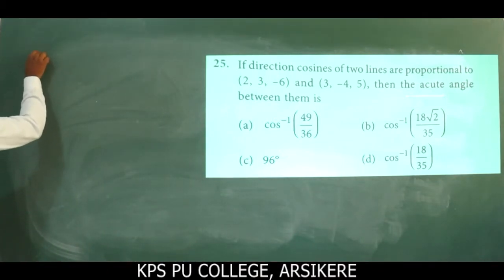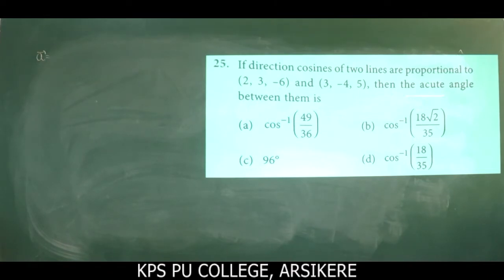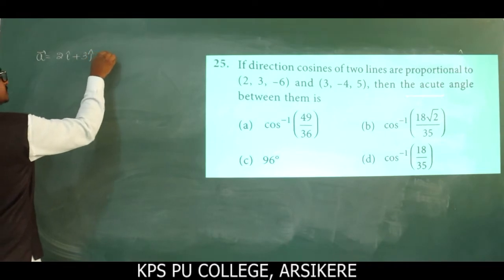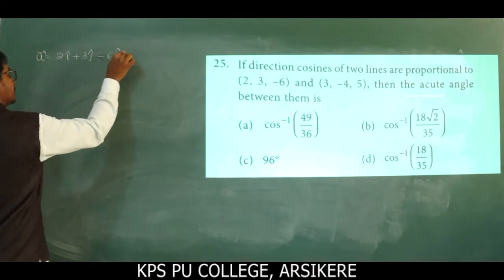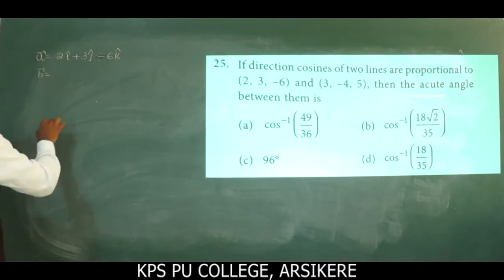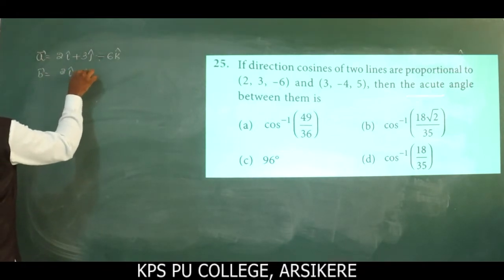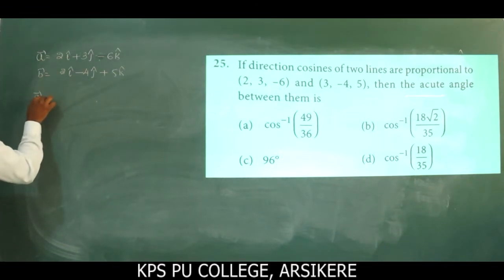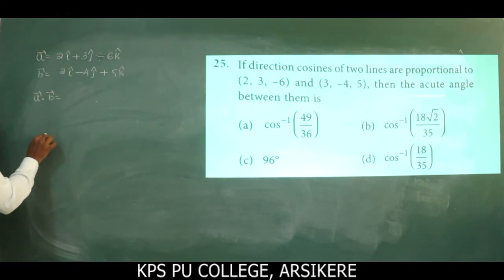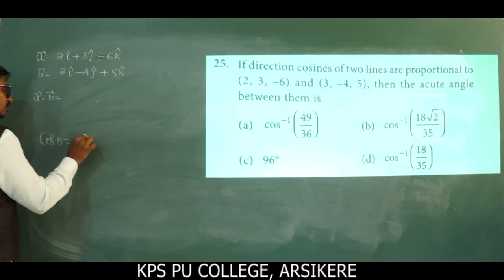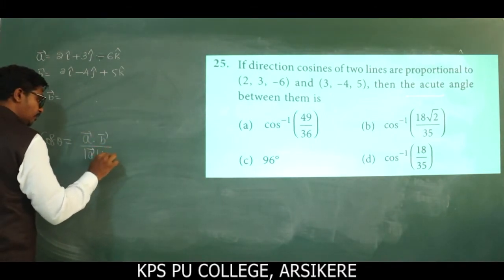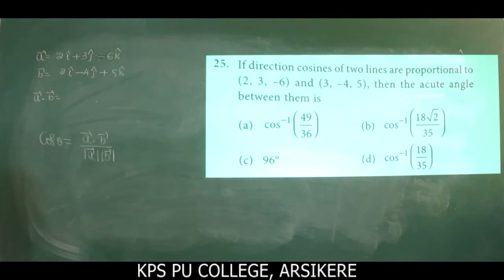So here take the first as position vector A, which is 2 into I cap plus 3 into J cap plus minus 6 into K cap, and vector B is equal to 3 into I cap minus 4 into J cap plus 5 into K cap. We have the formula for cos theta: cos theta is equal to vector A dot vector B divided by magnitude of vector A into magnitude of vector B. First find A dot B.